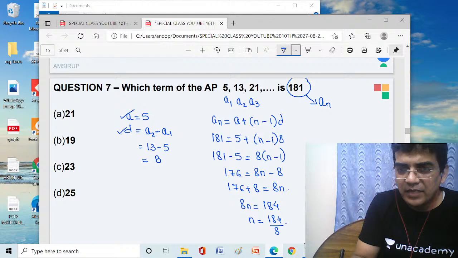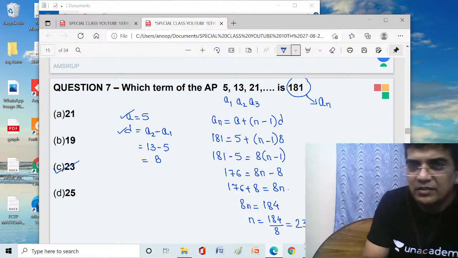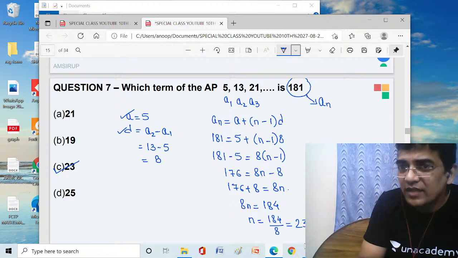Just to see how we did this question. In this question, an AP was given to us. The first three terms of an AP, A1, A2, A3. And they have asked for a term 181. And they are asking which term is this. So altogether you can say they are asking the position, that is the nth position of this term. So we have considered this term as an.